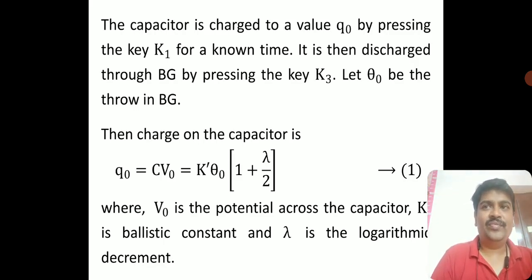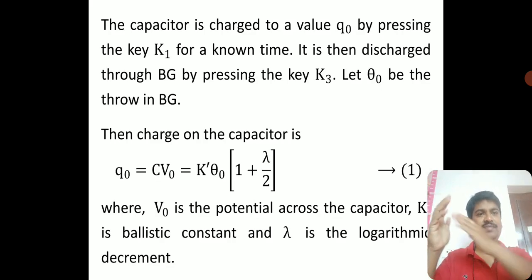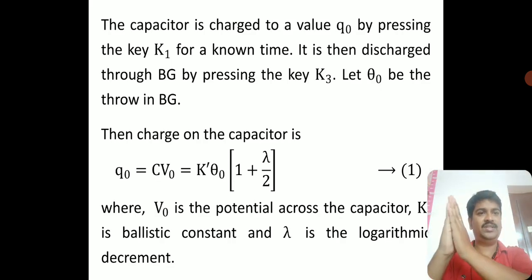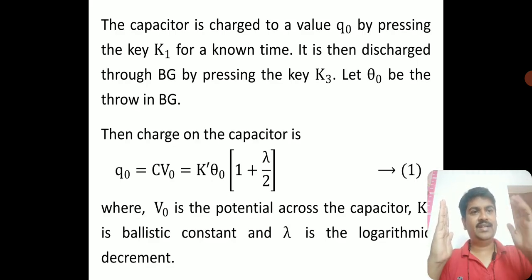Because when you look for the effect of damping, you have a number of throws of the BG: theta 1, theta 2, theta 3, theta 4. On the left side you will have theta 1, theta 3, theta 5 and theta 7. And on the right side you will have theta 2, theta 4, theta 6. This kind of deflection.